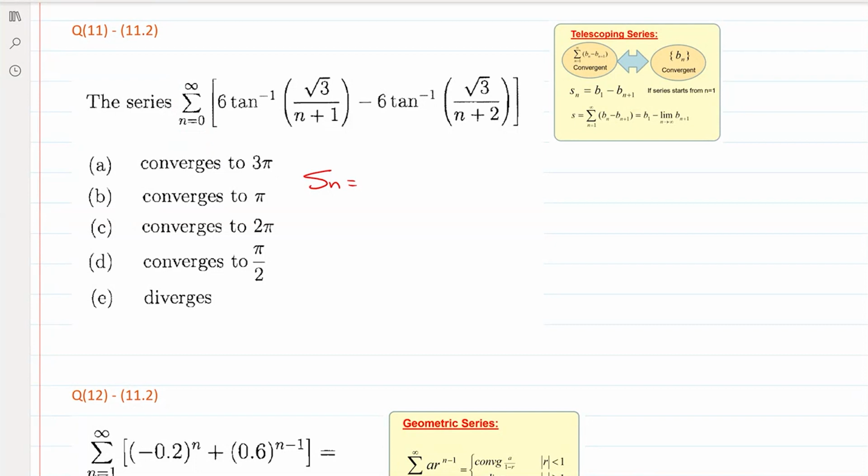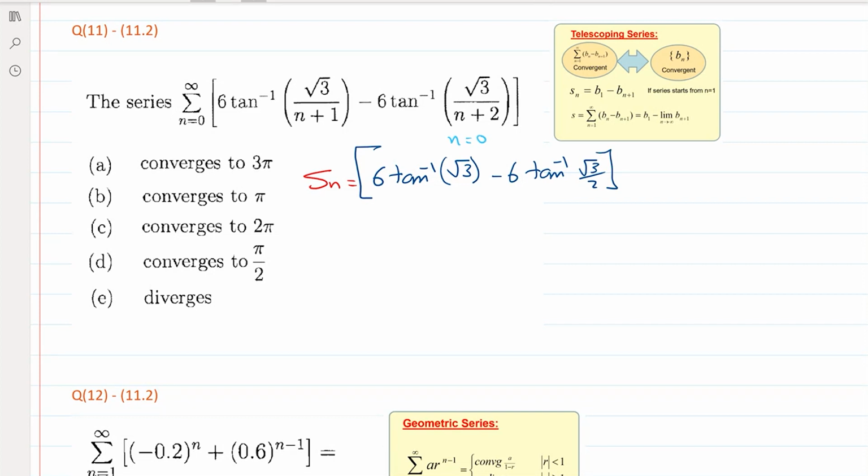So, what is the partial sum? Let me start. What is the first term? Substitute for n. The first term is at n equals 0. Substitute 0 for n. It will be 6 tan inverse of root 3 over 0 plus 1, which is 1, so it is tan inverse of root 3, minus 6 tan inverse of root 3 over 0 plus 2, root 3 over 2. So this is when n equals 0.